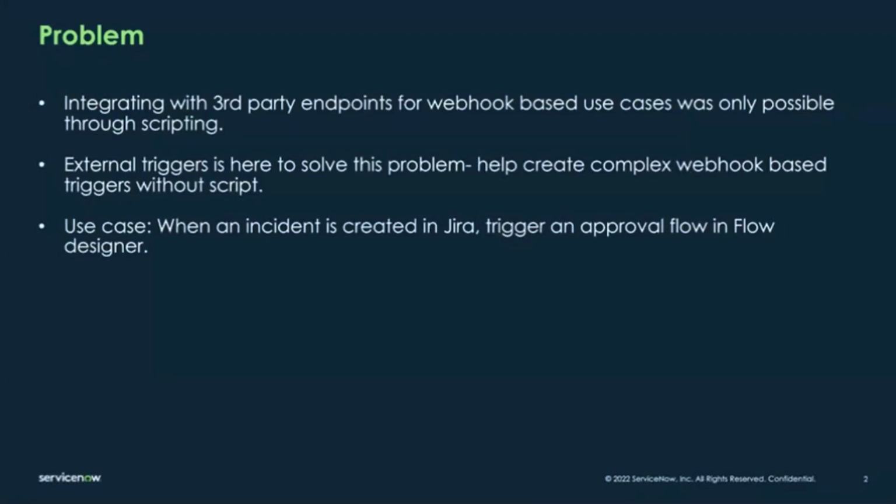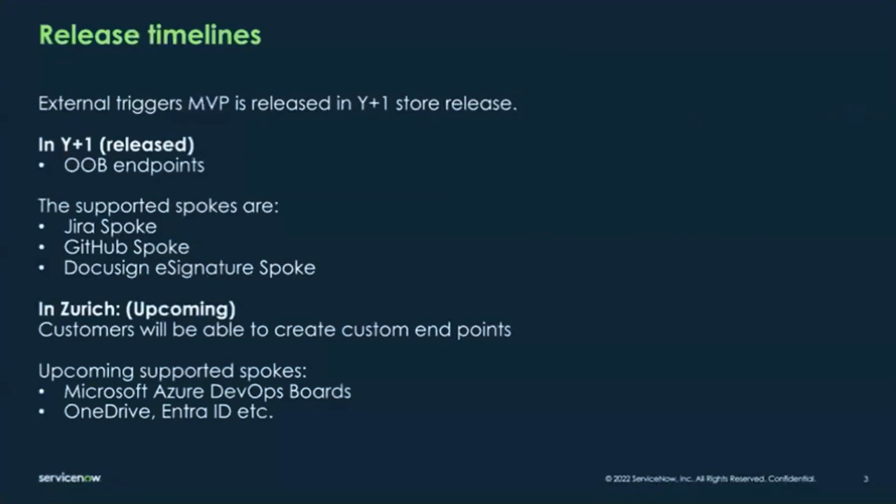The solution: introducing external triggers. External triggers eliminate these limitations by enabling seamless integrations with third party application without the need of any scripts in a very low code way. An example use case could be when an incident is created in Jira, automatically trigger an approval flow in Flow Designer. In Y+1 release, the MVP of this feature is released with out of the box endpoints, and the supported spokes are Jira, GitHub, DocuSign, e-signature.